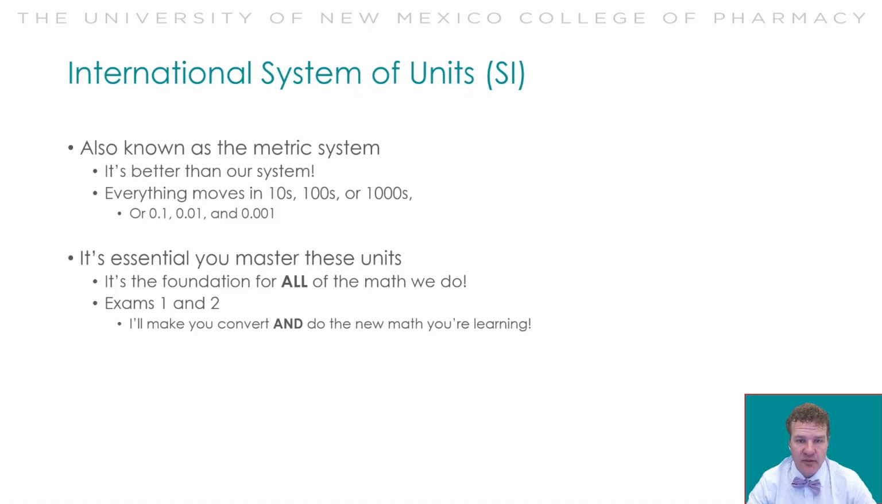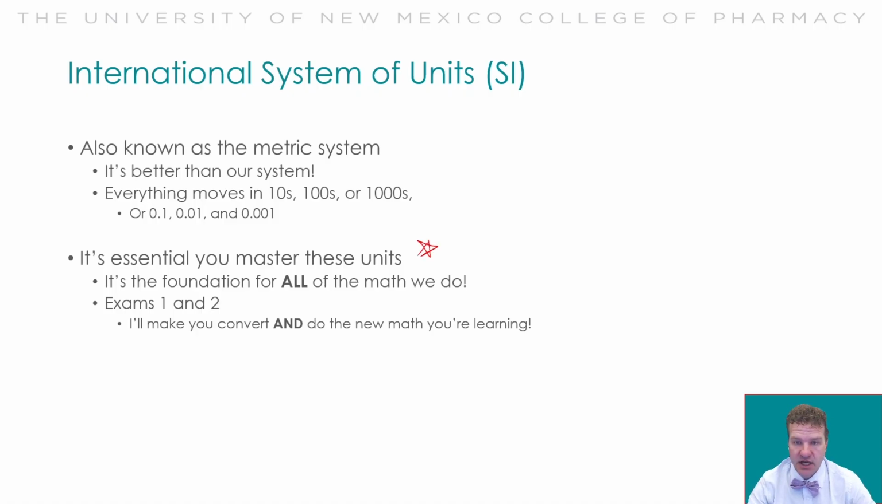So the International System of Units, also known as the metric system, it's better than our system. It just is. Everything moves in tens, hundreds, or thousands. Or if you're getting smaller, 0.1, 0.01, and 0.001. It's really essential that you master these units, okay? And the reason is it's the foundation for all the math we do.